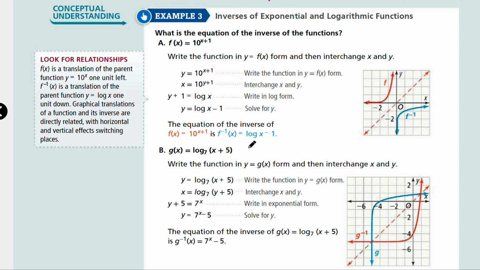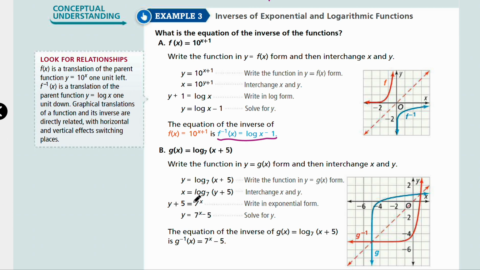So you can write it with this notation. f and then -1. That's not a power, but this is called the inverse function notation. f inverse of x is equal to log x minus 10. Okay, so if we start with log base 7 of x plus 5, the inverse function for this one would probably be exponential, right? So change x and y.